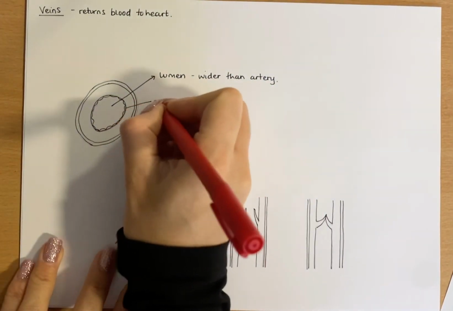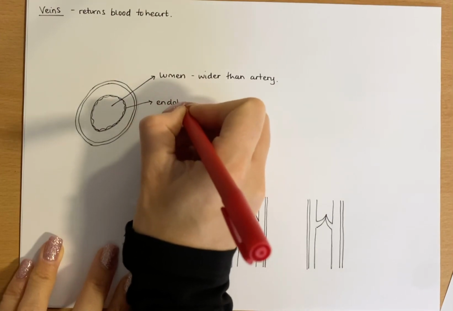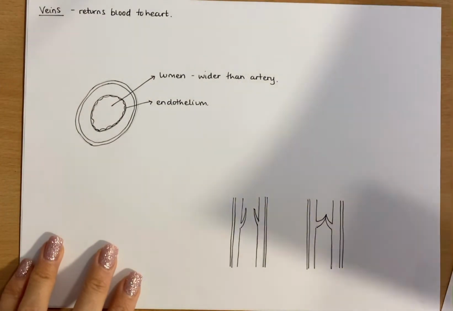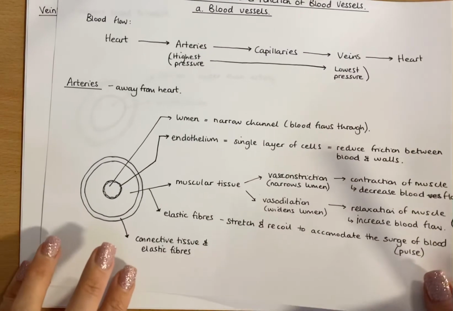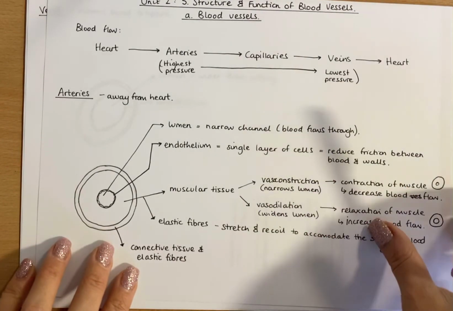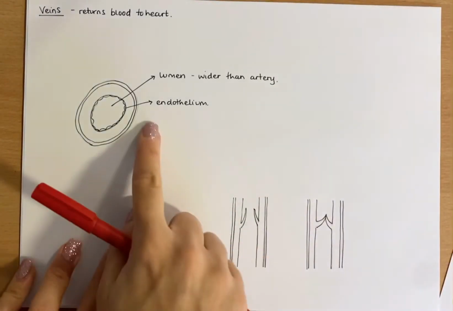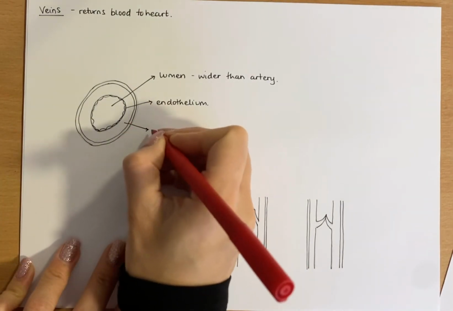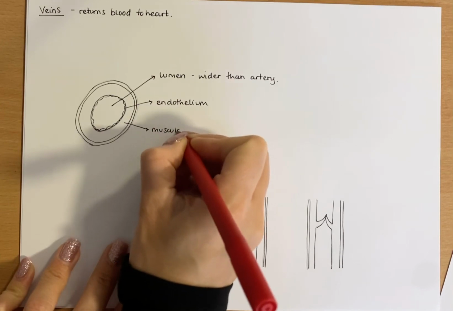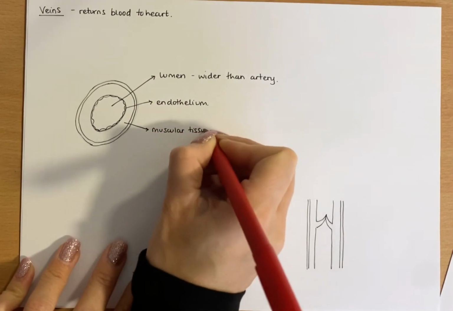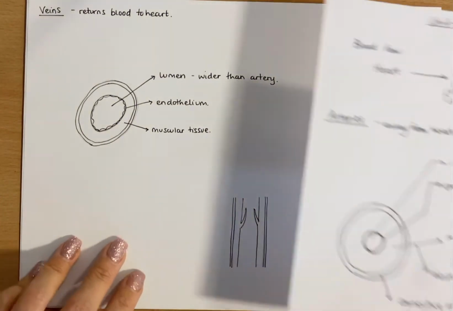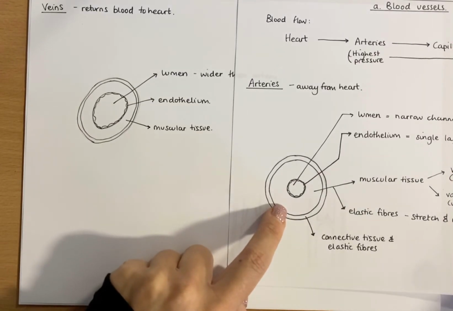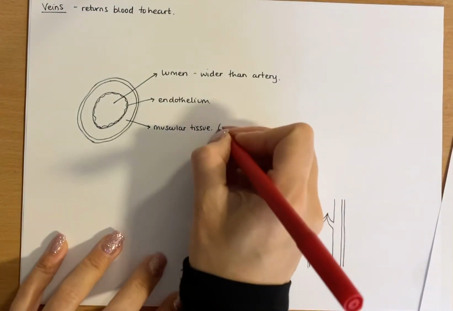Then we have the next layer, which is the endothelium. And again, the function of that is exactly the same as in the arteries. Okay, so endothelium, single layer of cells, reduces friction. So it's the same idea with this vein. Now, next layer out is your muscular tissue. Now you'll notice again, I'm going to keep jumping back here, the muscular tissue in the vein is much thinner than the one in the artery. The artery's got much thicker walls. Okay, so muscular tissue is thinner than arteries.